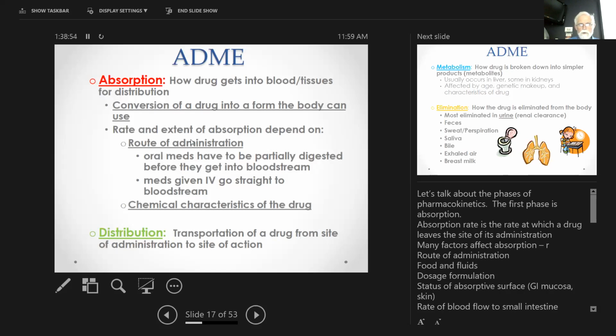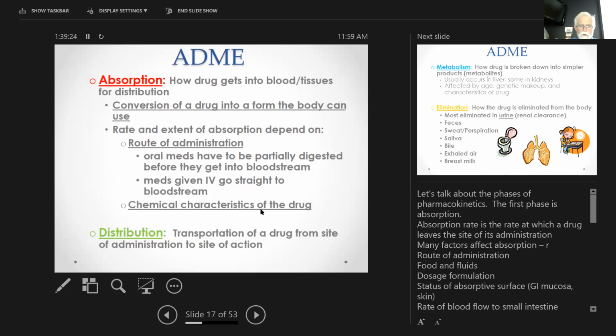The rate, as we said, depends on the route of administration. Oral meds take about 30 minutes. That's why you take an ibuprofen. It takes about 30 minutes to get relief from your headache. IV is the fastest, goes straight into the bloodstream. All other routes are an intermediate amount of time. It also depends on the chemical characteristics of the drug. Some things need a little aid.